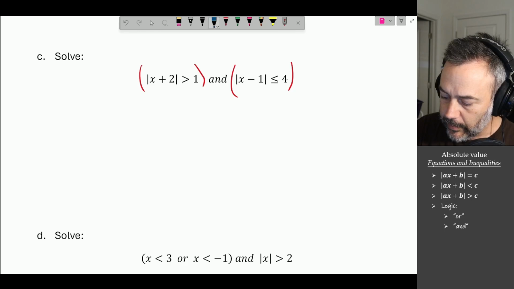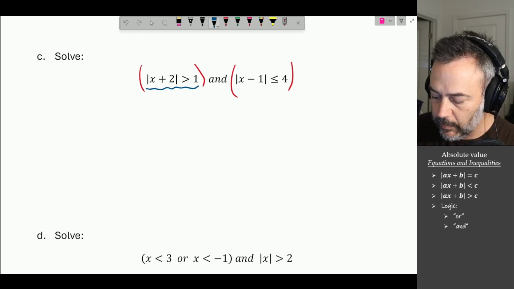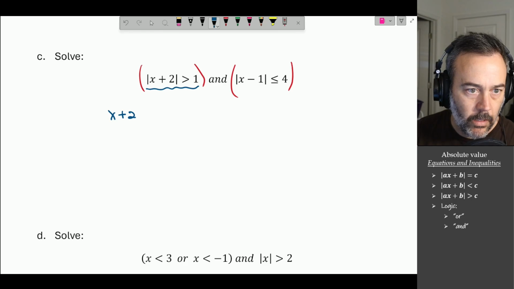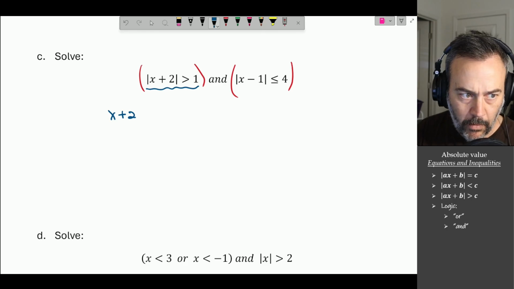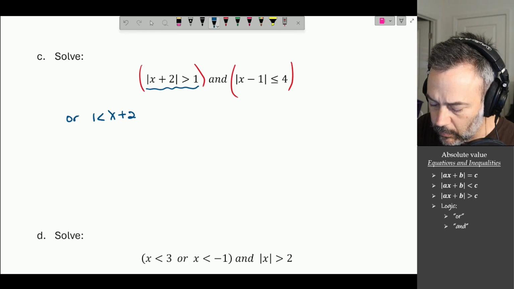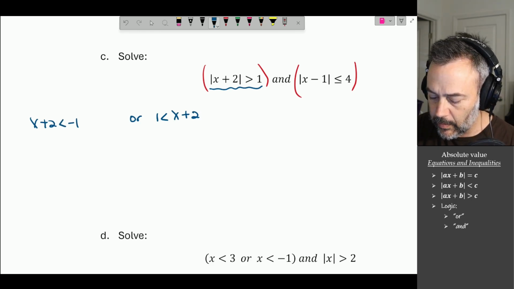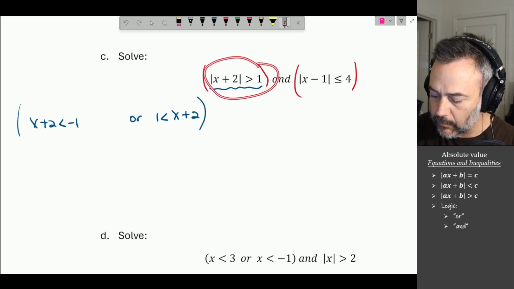Okay, so on the one on the left, I'll do this one in blue. And what I'll do is I'll write it down. x plus 2 is greater than 1, or x plus 2 is less than negative 1. So that is the statement here. So I've turned this one into this or statement.